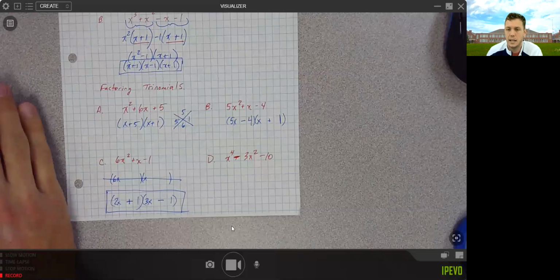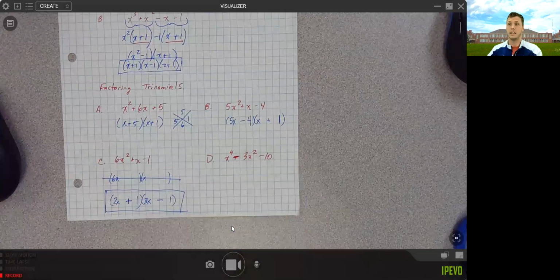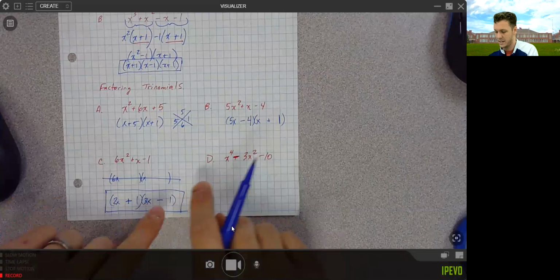Okay, all right, last one. Now, this one is a trinomial. Some of you guys might go, oh my God, x to the fourth. This is what we call quadratic form. It's not a quadratic, it's a quartic, it's fourth degree, but it falls along those same rules as a quadratic would.